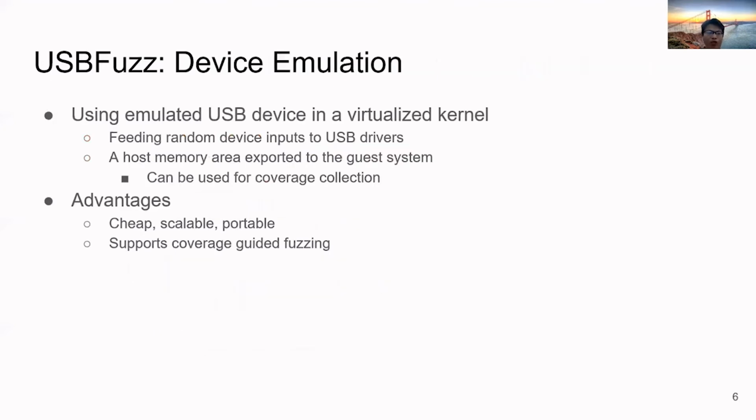In USBFuzz, we use an emulated USB device in the virtualized kernel to feed random device inputs to the drivers under test. And to support coverage-guided fuzzing, a host memory area is exported to the guest system so that coverage information can be saved. Compared with existing approaches, as a software-based approach, it is cheap and scalable. As it works in the device layer, porting to other operating systems is straightforward. Additionally, it also supports coverage-guided fuzzing.